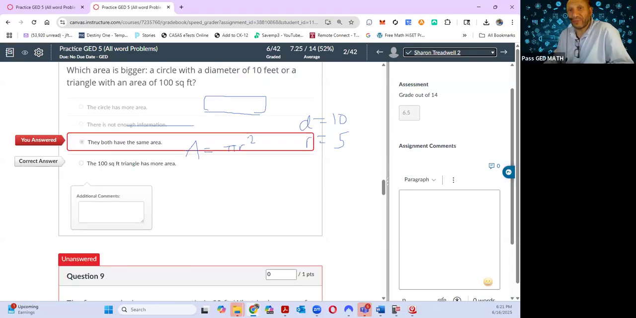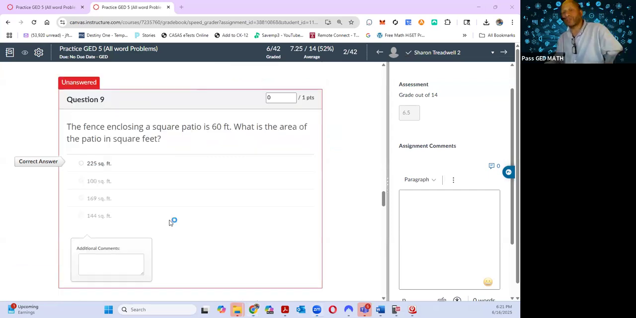So again, sometimes these questions might be asked in a different way, but they're all the same thing. Identify your givens, identify the formula you need, plug in, what's the question? Okay? So the fence. Listen, this is a question on the GED, HiSET, and TASC. All 3 will have a question like this. The fence enclosing a square patio is 60 feet. What is the area of the patio in square feet?